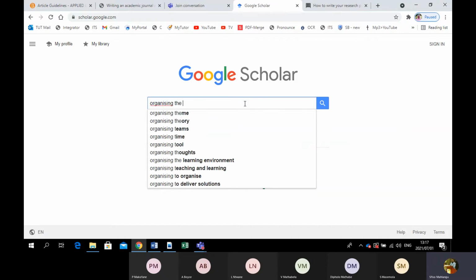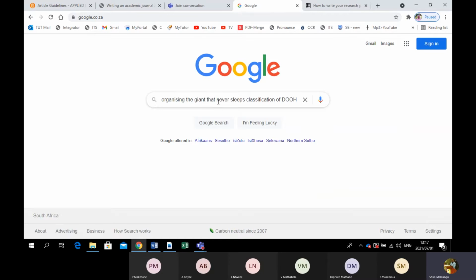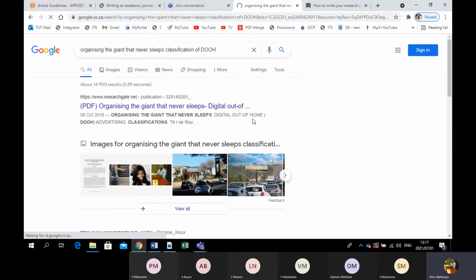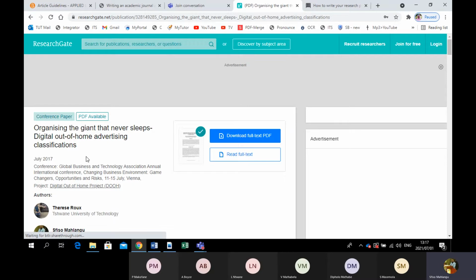Let's see, the giant that never sleeps, and then I think it's classification of digital out of home media. I'm just gonna quickly, instead of searching it here on Scholar, search it on a normal search engine. There is one of our articles, Organizing the Giant That Never Sleeps: Digital Out of Home Advertising Classification.